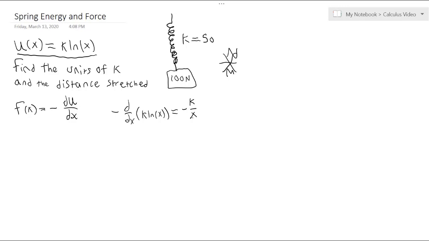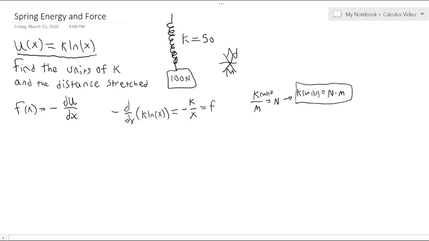And so first of all, we can find out what the units of k are if this is equal to the force. So let's put the equation in terms of units. k over meters is equal to newtons, and I'll specify units here. And so k units are equal to newtons times meters. Remember, k is a constant. We can set the units arbitrarily to what we want to help us with the problem. So this is the first part of the problem.